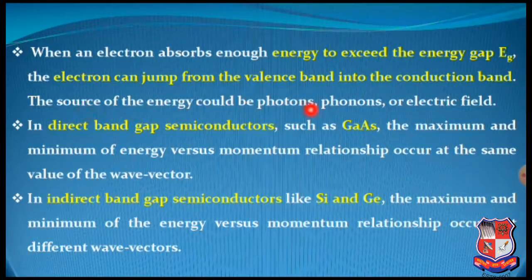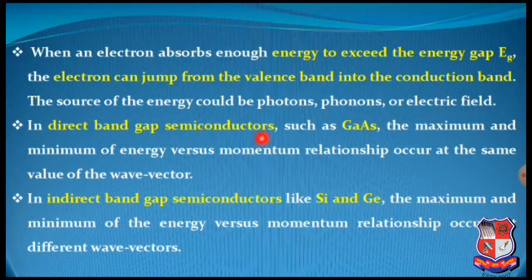The source of the energy could be photons, phonons, or an electric field. Either it will have some light energy, or some generation of electron-hole pairs quantum mechanically, or we have applied some external electric field. These are the three major sources with which an electron can travel from the valence to the conduction band. Now we will see the major differences between direct and indirect band gap semiconductors, which is again the most important question in view of your GTU examination.